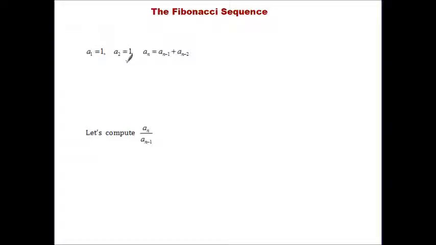Let's find some terms to get a feeling for this sequence. A sub 1 is equal to 1. We said that A sub 2 is equal to 1. That means that A sub 3 is equal to 1 plus 1, which is 2. A sub 4 is equal to 1 plus 2, that is 3. A sub 5 is equal to 2 plus 3, which is 5. A sub 6 is equal to 3 plus 5, and that's 8. A sub 7 is 5 plus 8, that's 13.